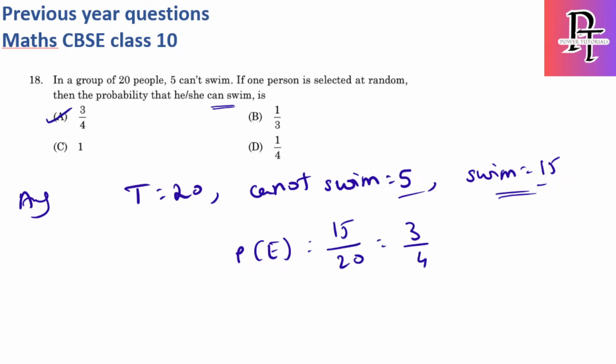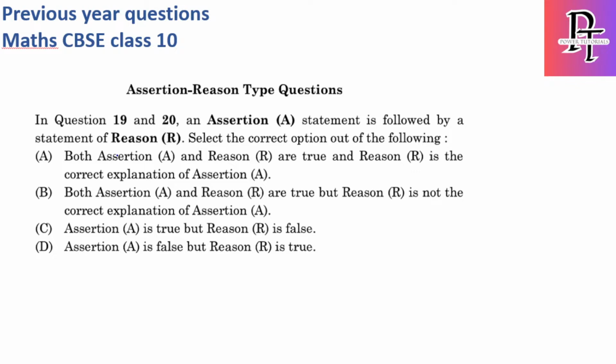Okay, so next questions 19th and 20th are assertion reason. So these are the options. First option is both assertion and reason are true and reason is the correct explanation for the assertion. The second option, both are true but it is not the correct reason. And third, C option is A true, R is false, and the next, A is false, R is true. Let's see the 19th question.